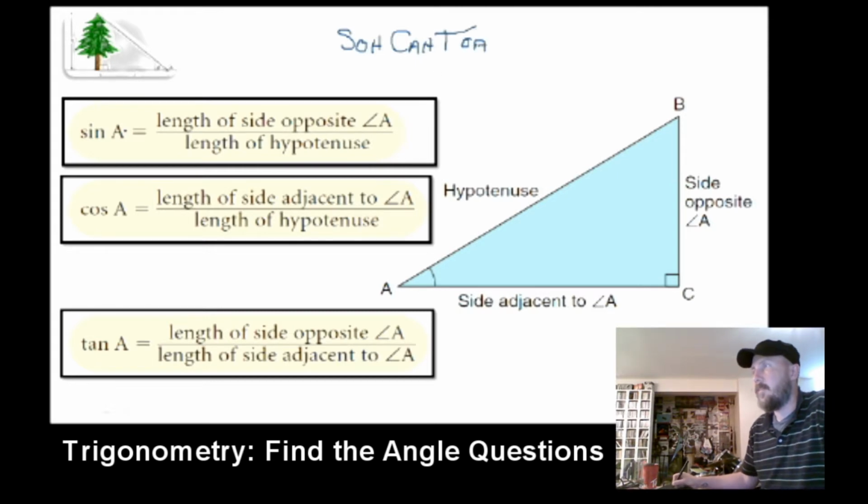Right? And it refers to these. Sine of my angle is the opposite over the hypotenuse. Cos of my angle is the adjacent over the hypotenuse. Tan of my angle is the opposite over the adjacent.